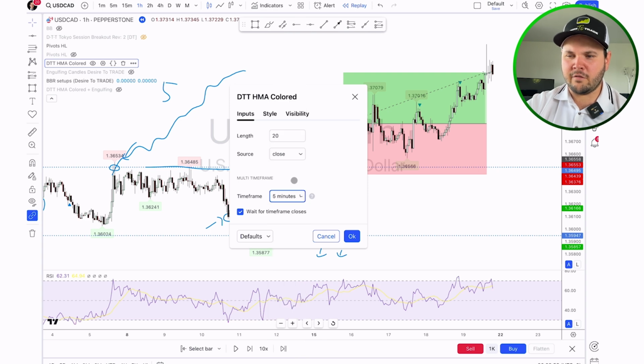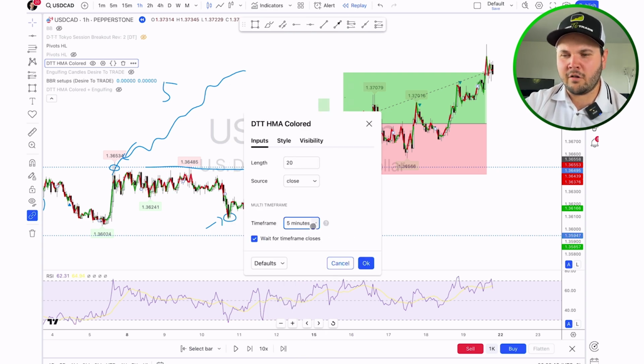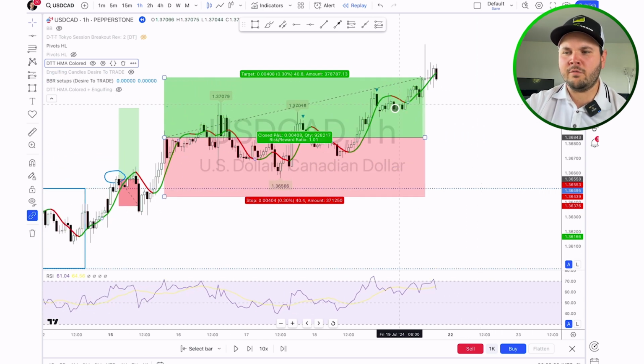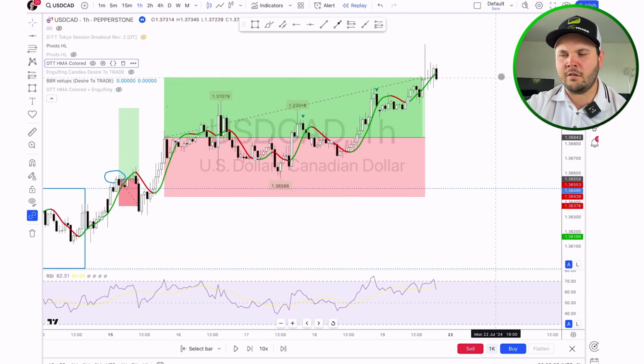So I'm going to add this on the 1 hour chart, because that's the time frame of this trade here. And whenever this Hull moving average becomes red, I'll close it out. Now I'll get out. But if it stays green for a while, I'll keep the trade running.